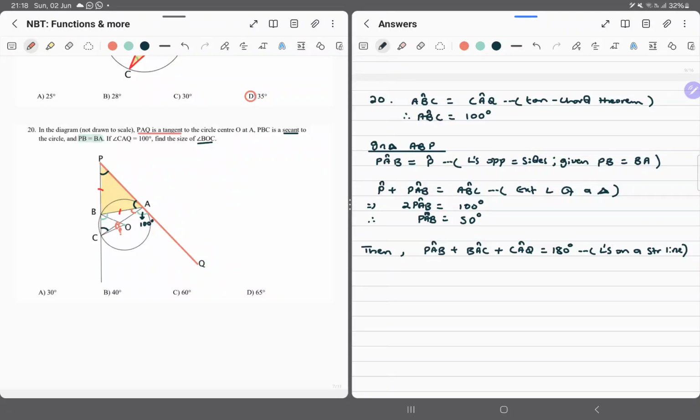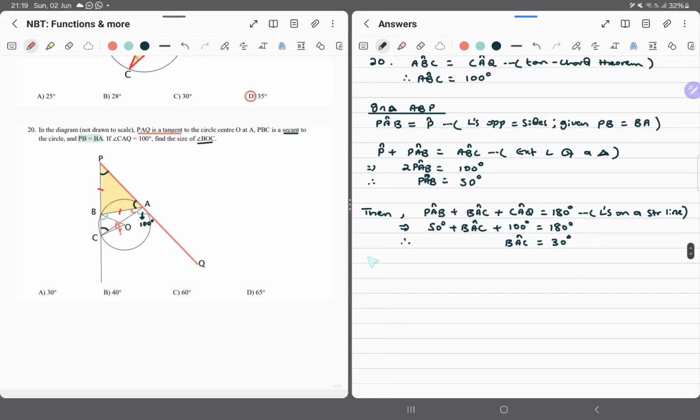Angles on a straight line are supplementary. We know that. Now, what was CAQ? It was 100 degrees equals 180 degrees. 180 minus 150 is 30 degrees.